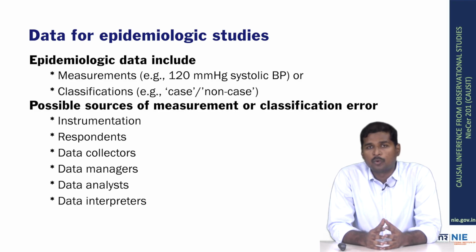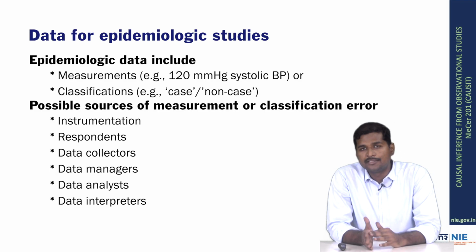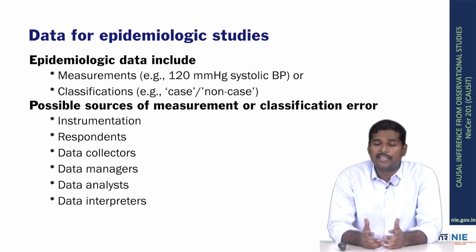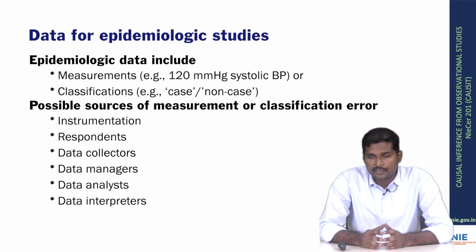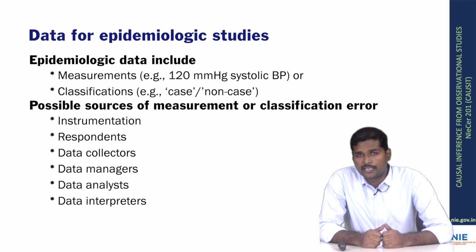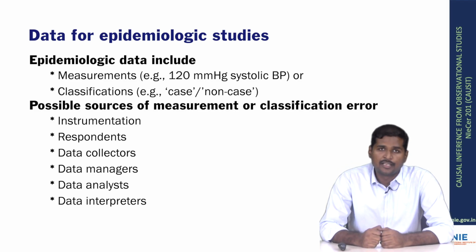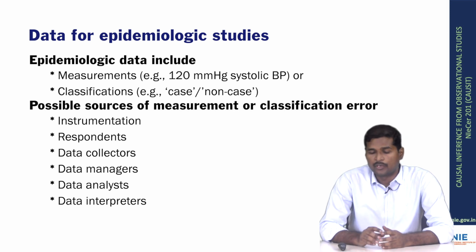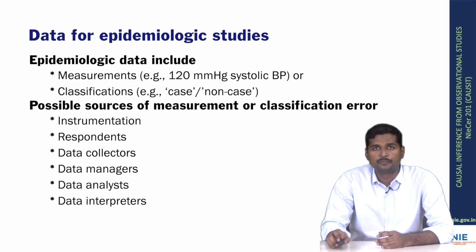Those people who are involved in collecting, collating, and handling the data. Data analysts. So these are the people who analyze the data after the data has been entered into a particular software. Then finally, data interpreters. Those who sit and look at the results and make certain interpretations about the data that has come in. So these are the possible sources of information bias that we are going to look one by one into.